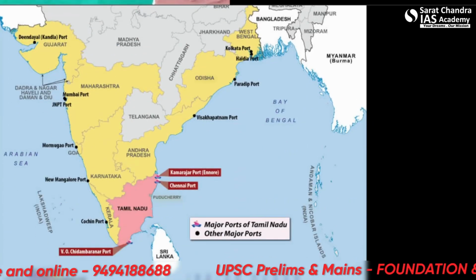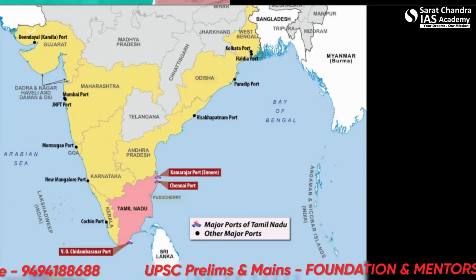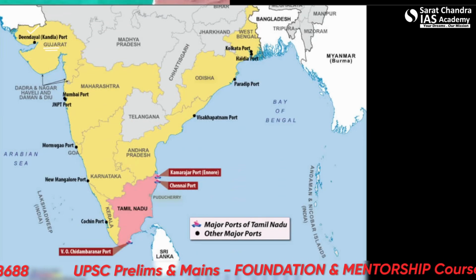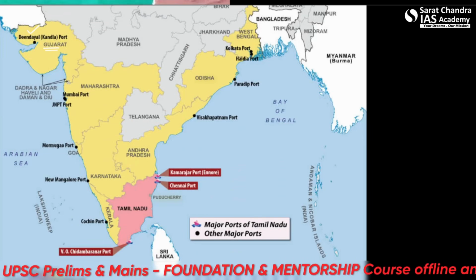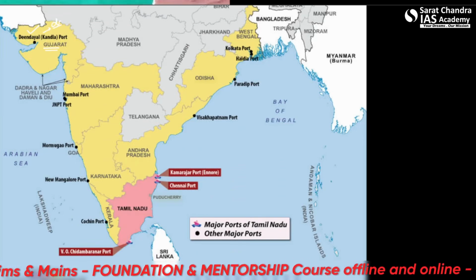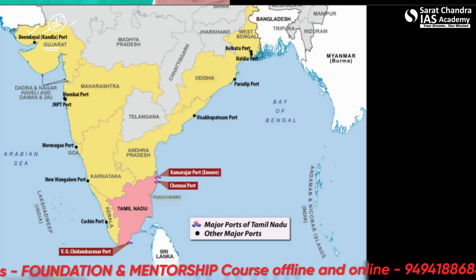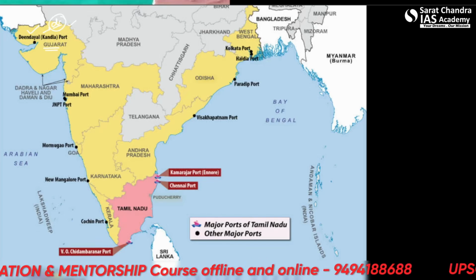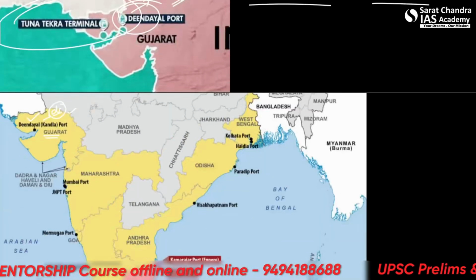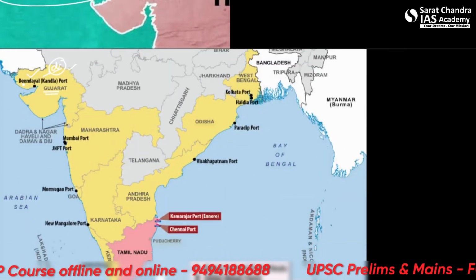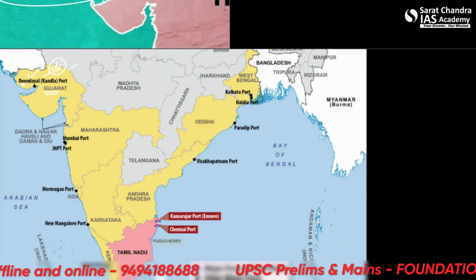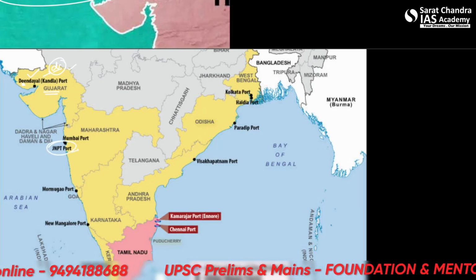Alright, now let's talk about other ports. So this is Deen Dayal Port, Kandla Port, that is in Gujarat. It's very famous because multiple drugs have been caught here recently. Alright, the second one is, just a second, the Tuna Tekra, that is also located here in Gujarat. Now we talk about the JNPT as well as Vadhavan port. It's under construction.